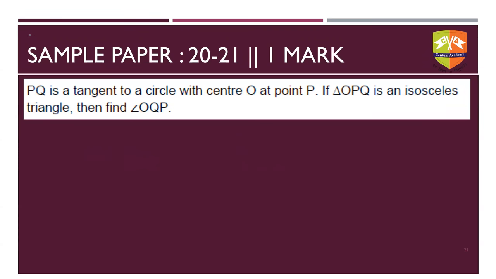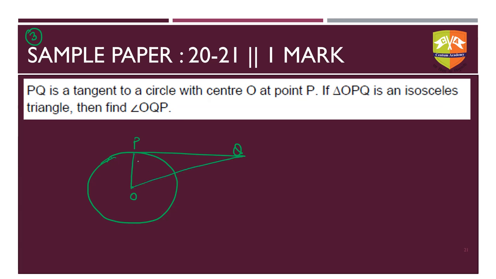This was in OR. So let's say total is 3. PQ is a tangent to a circle with center O at point P. If triangle OPQ is an isosceles triangle, then find angle OQP. So clearly PQ is a tangent to a circle with center O. So quickly, a circle O. PQ is a tangent to a circle. This is O at point P. If triangle OPQ is an isosceles triangle, then find OQP.